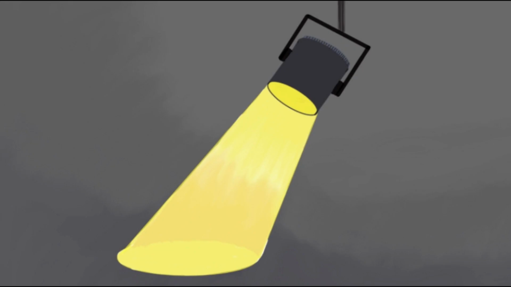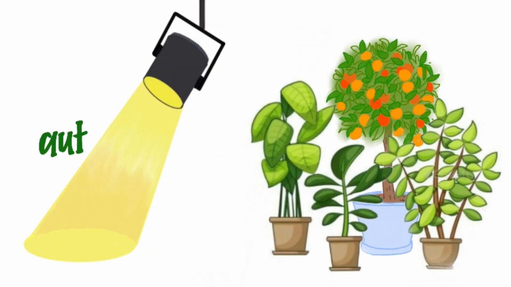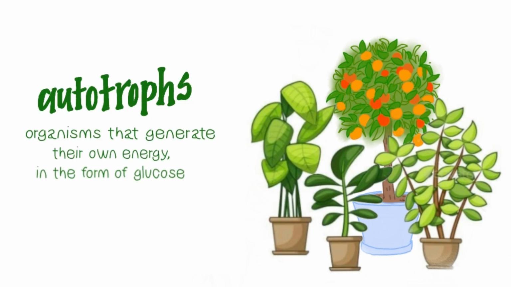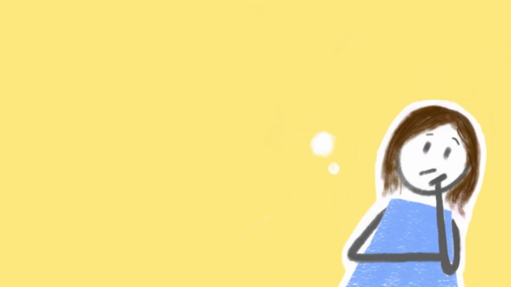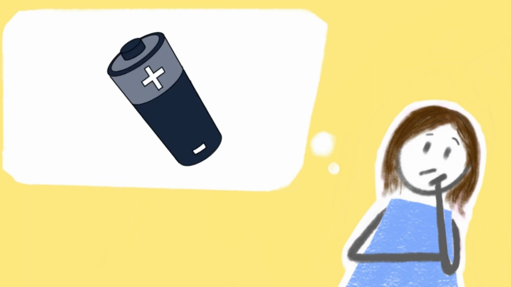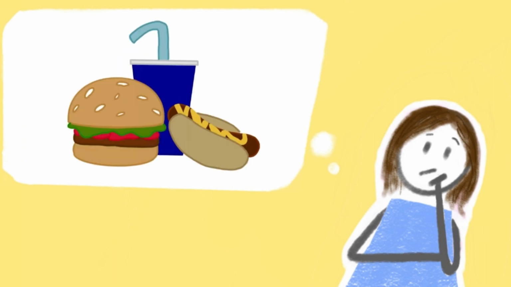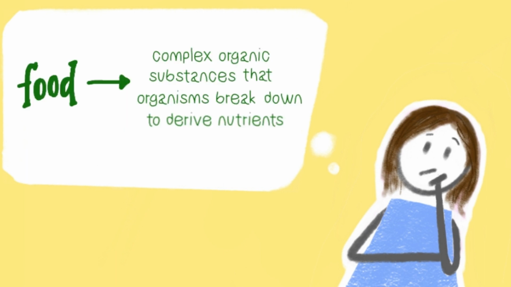But light? Plants need light because they are autotrophs, organisms that generate their own energy in the form of glucose. Organisms like us who cannot generate their own energies are called heterotrophs. You might be thinking, I make my own energy. It's not like I'm running on batteries to breathe. That's true, but in order to have energy to breathe and carry out our normal functions, we need to eat food. The foods we eat are complex organic substances that our bodies can break down to derive their nutrients.